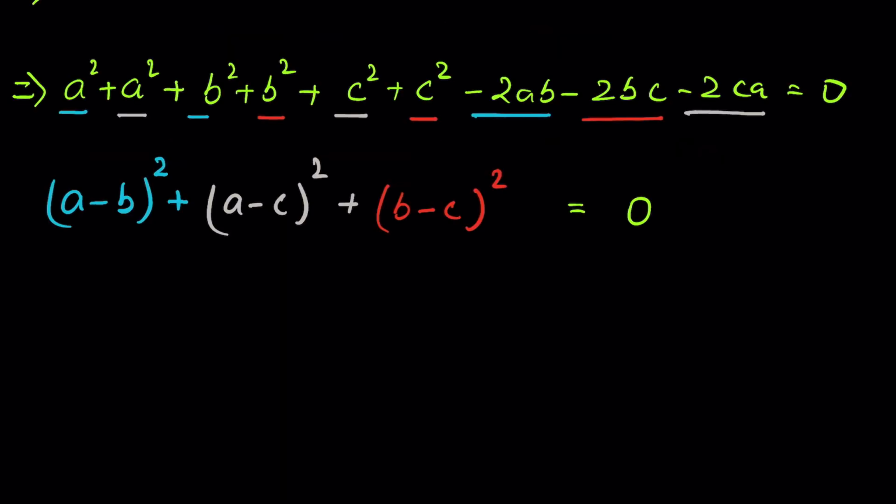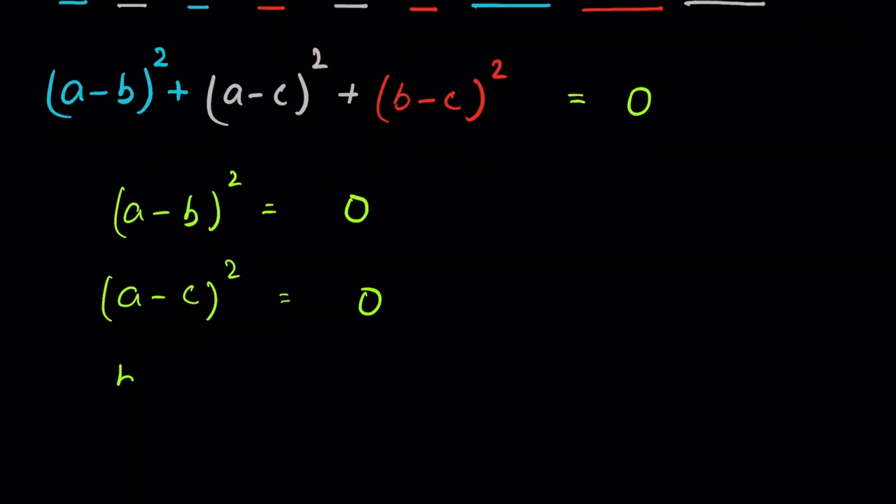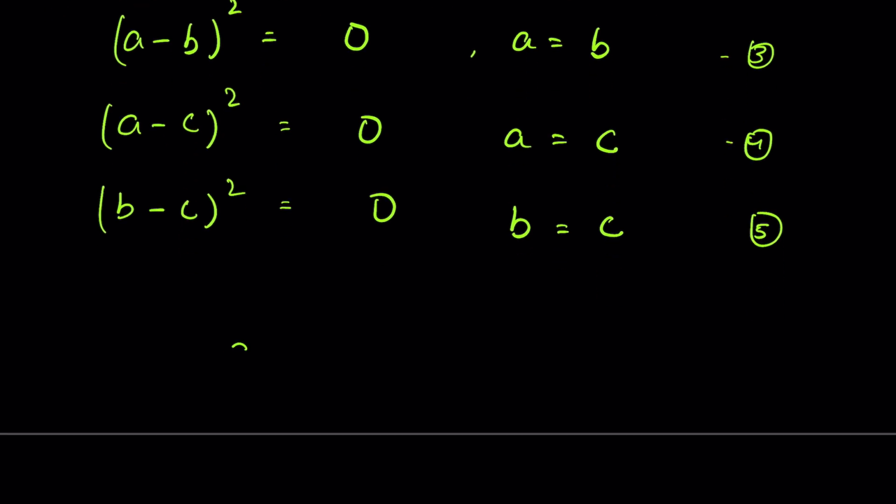equal to 0. That means a minus b whole square is equal to 0, a minus c whole square is equal to 0, or b minus c whole square is equal to 0. This gives a is equal to b, a is equal to c, and b is equal to c. Let this be 3, 4 and 5. So from equations 3, 4 and 5 we get a is equal to b is equal to c.